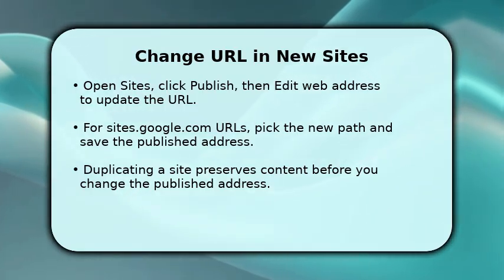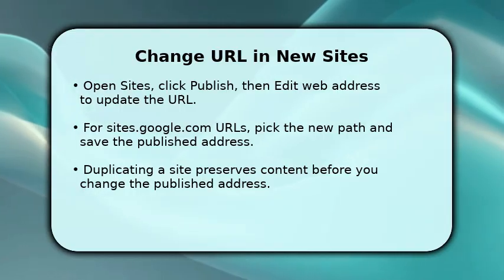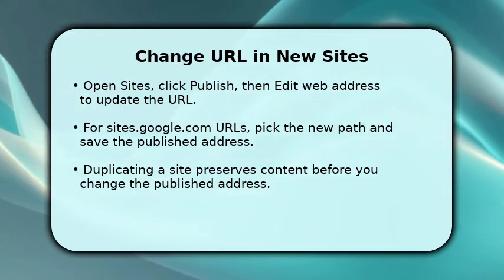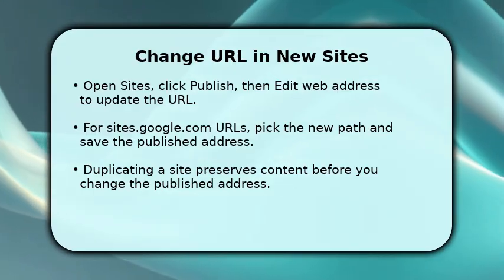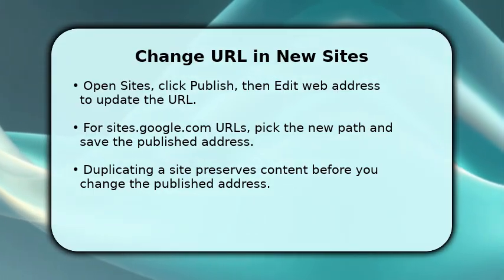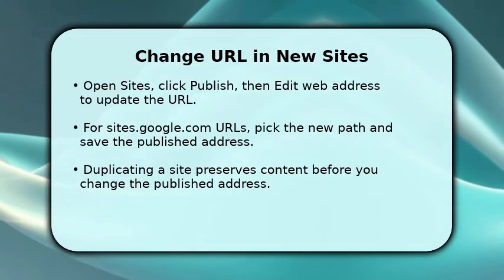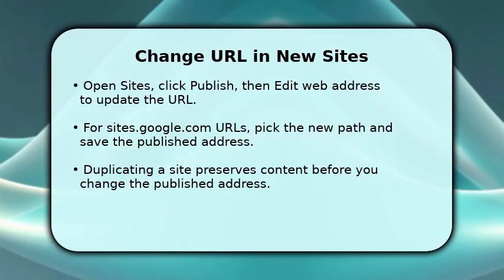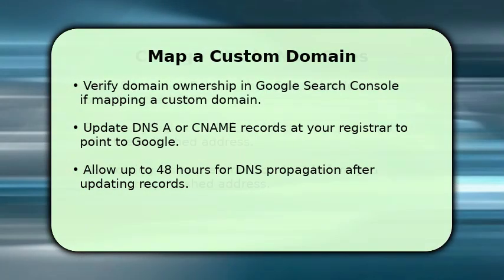Google.com URLs. Choose a concise path that reflects your content and audience expectations. Click Save and then Publish to apply the new address immediately. If you prefer not to overwrite the live site, duplicate the site first and publish the duplicate with the new path instead. To map a custom domain, verify domain ownership in Google Search Console first.